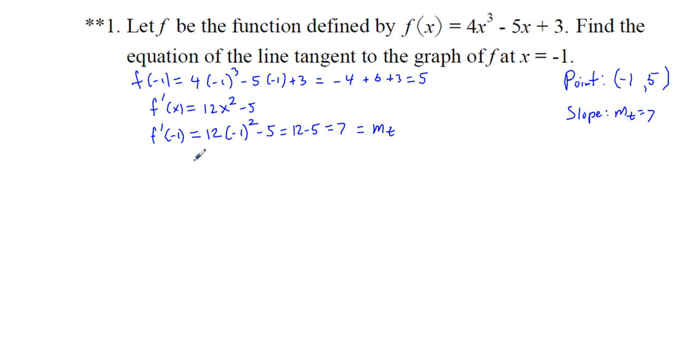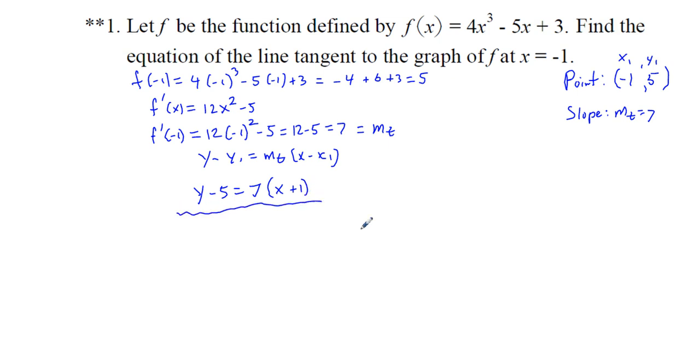Next, our point slope form: y minus y1 equals m sub t times the quantity x minus x1. The point here is x1, y1, so we're just going to fill in the numbers. We have y minus y1, which is 5, equals m sub t, which is 7, times x minus negative 1, which simplifies to x plus 1. So this will be our equation.